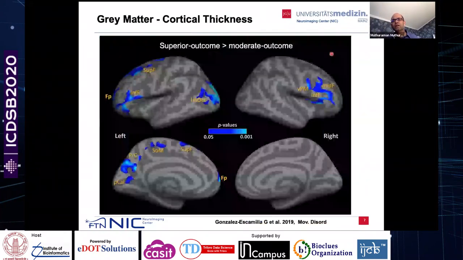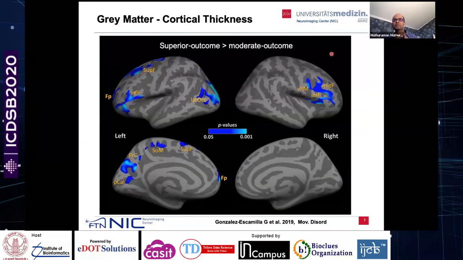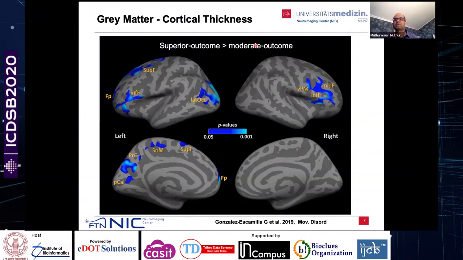So we looked at two different groups of patients. We call the superior outcome those who profited well from this deep brain stimulation. Moderate outcome means they did not profit very well. So we want to see the difference, what happens in the brain. And these blue regions are the regions which differ between the two groups. If you don't know much about the brain, here is the frontal part of the brain, which is responsible for tasks. And for example, here the occipital part is responsible for the eyes. So these are regions highlighting that there are differences in these two groups.